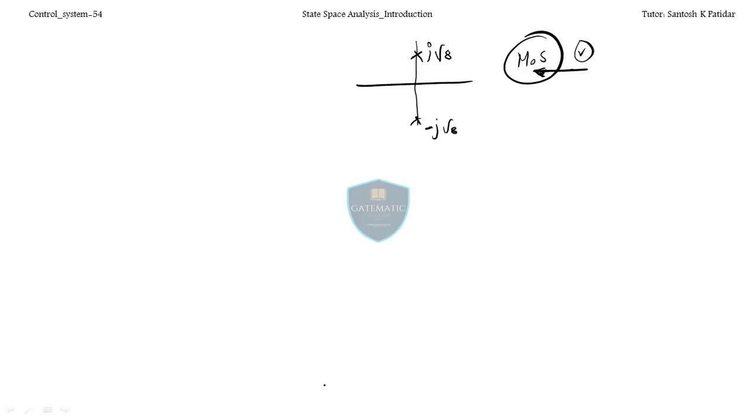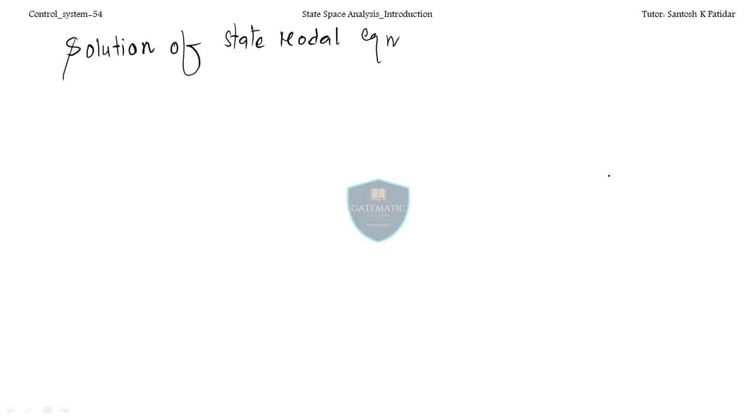Now we'll come directly to the solution of the state model equation. Let's take the state equation. Here this is the state equation, not the output equation: x dot equals Ax plus Bu. You know very well this x is nothing but the state variable, A is the state matrix, u is the input variable, and x is the state vector. Overall this is the state equation.